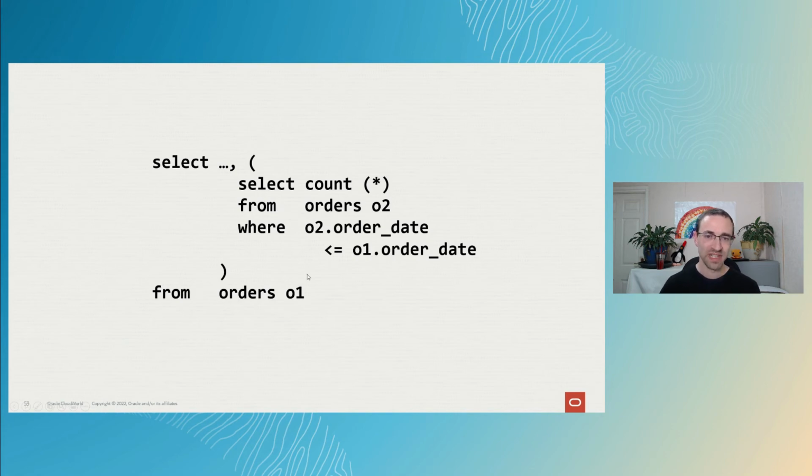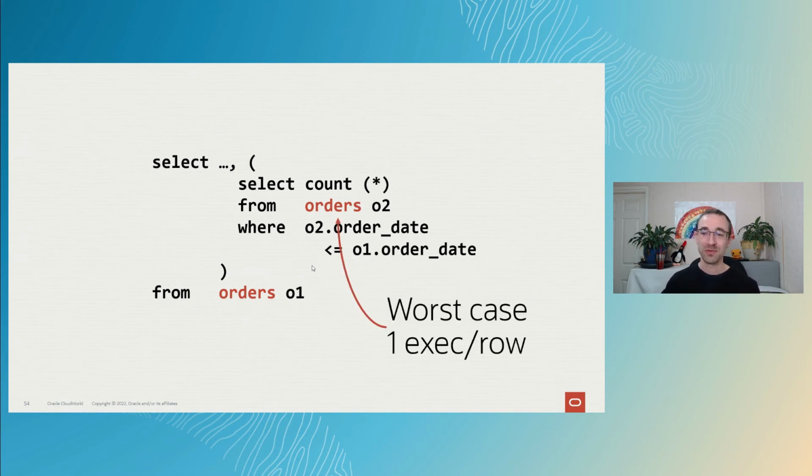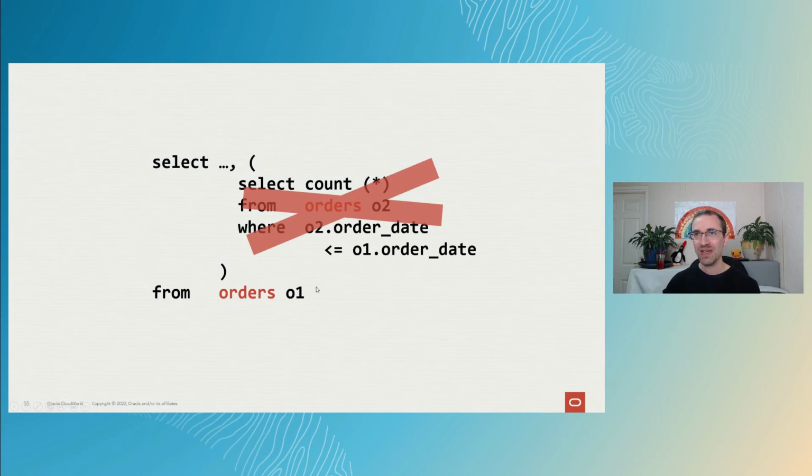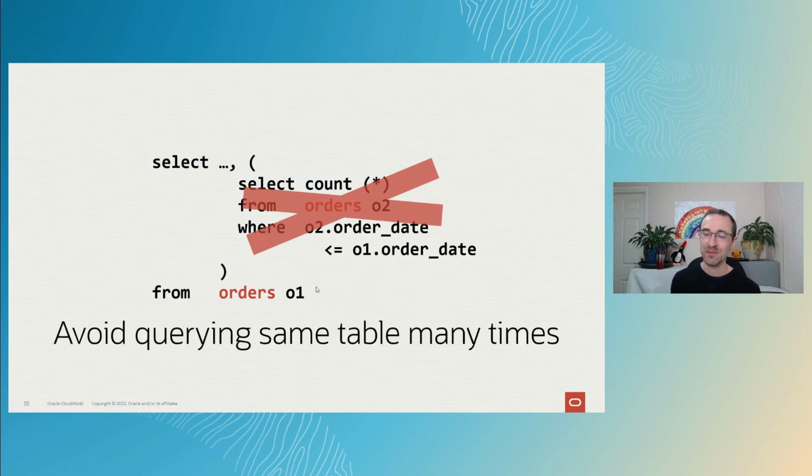Well, there's a problem here. The problem here is we're accessing the orders table twice. So we're doing at least double the work we need to. But in the worst case, it could get a whole lot worse than this. Worst case, we could execute this scalar subquery once for every row. If there's 1 million rows in the orders table, we could run that subquery 1 million times. That sounds pretty horrendous, right? So this is something we want to avoid. We want to avoid querying the same table many times in one statement.